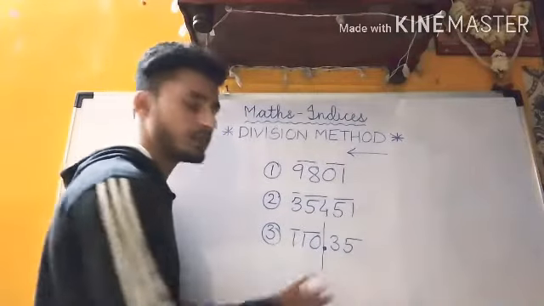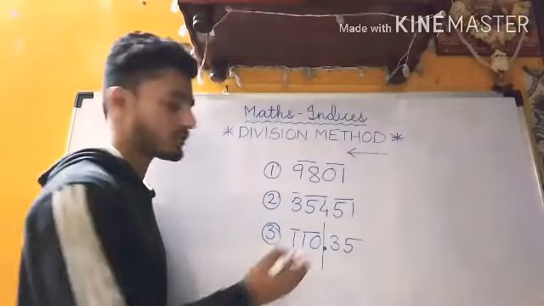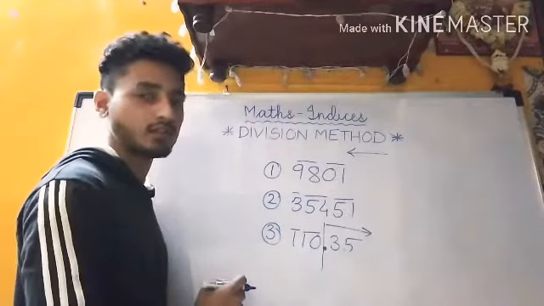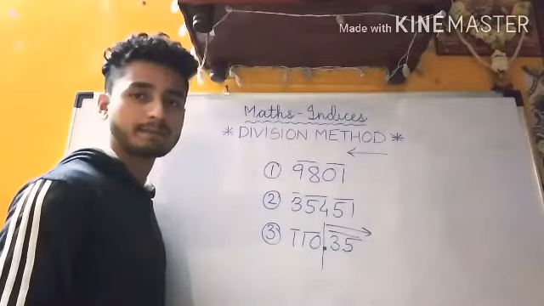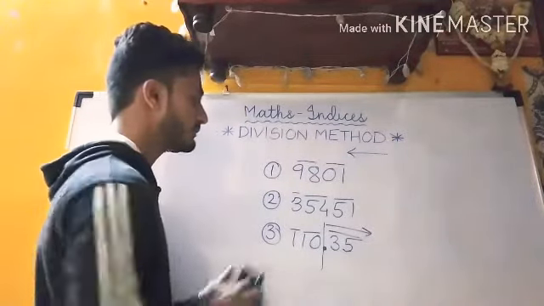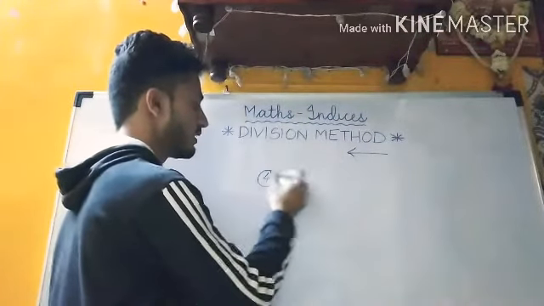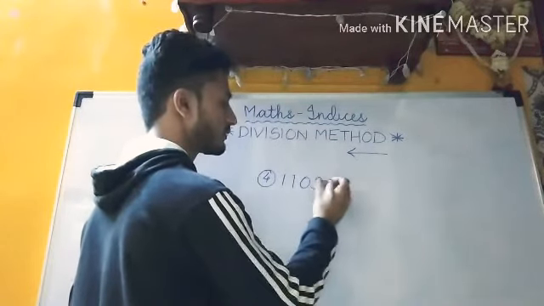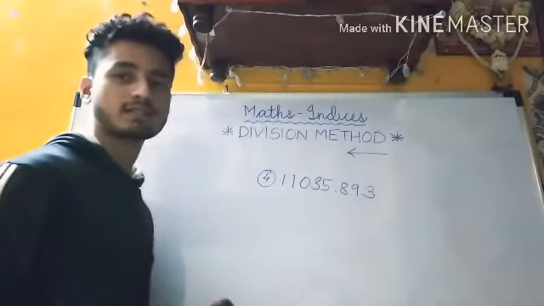Now after the decimal point, you have to go in the opposite direction, that is, on the left hand side. So 3 and 5 will make one pair. One more example. If it is 11035.893, if this is the question.